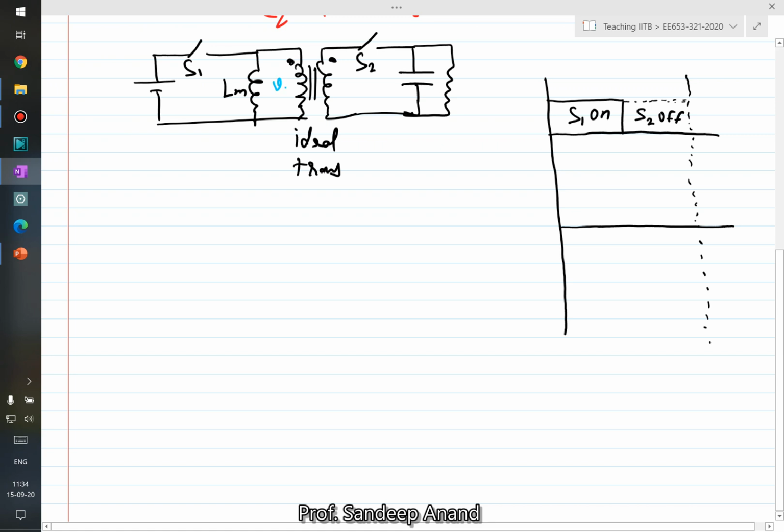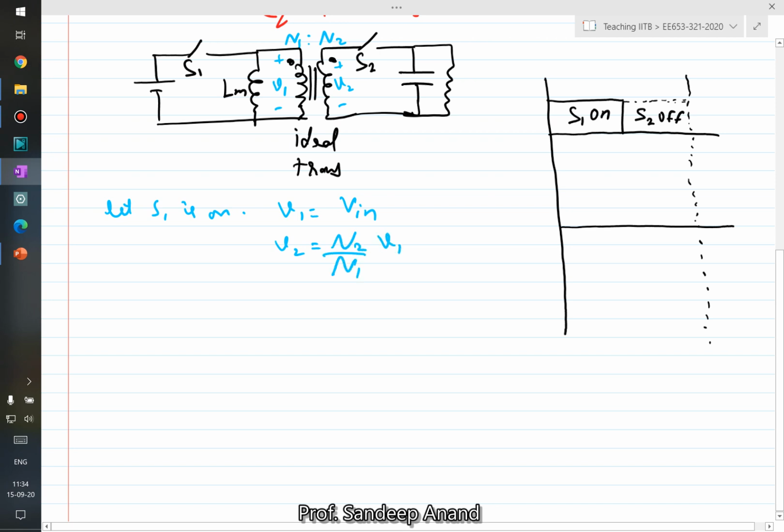Let me call this V1 plus minus, this is V2 plus minus, right? Let's say S1 is on. In that case, V1 becomes equal to Vin, and V2 becomes equal to N2 by N1 times Vin, right?